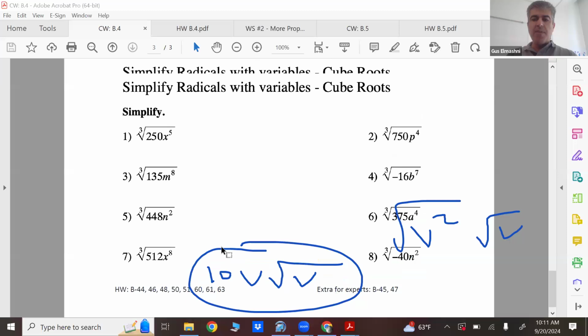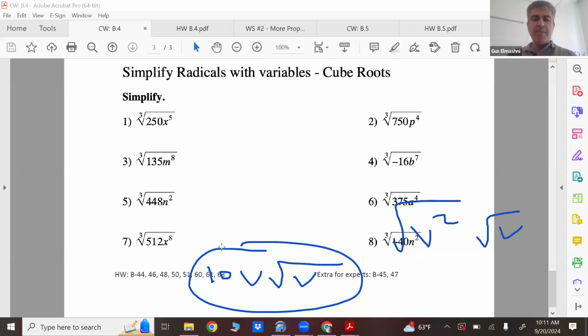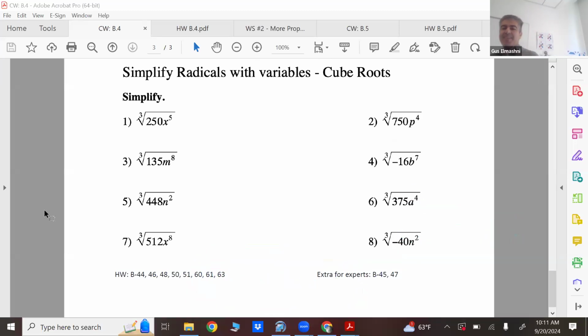Now, cube roots, how are these done? These are a little tricky. Let me help you with, let's do a couple. I'm not gonna do all 80s because that's kind of crazy. I'm gonna do a couple and we can revisit this next week as well. Okay, for number one, cube root 250x^5.